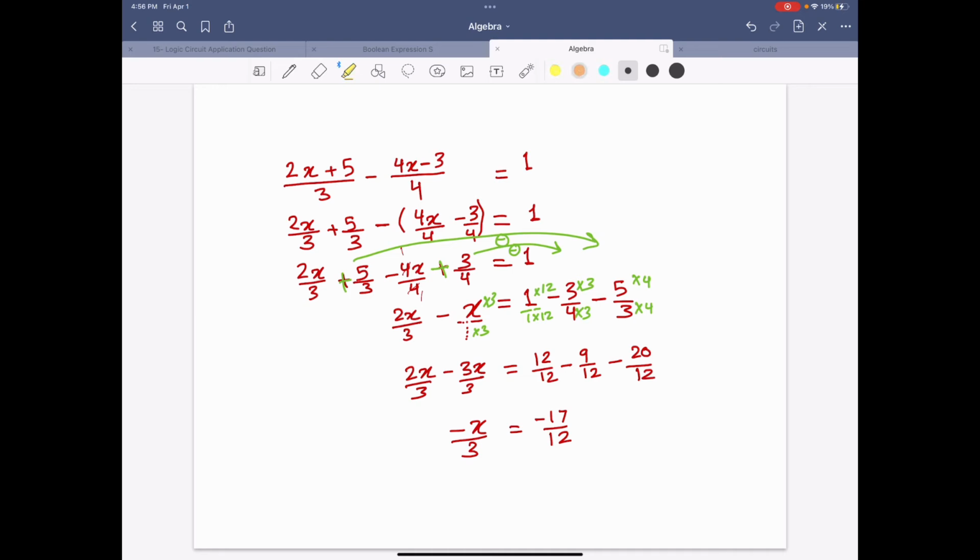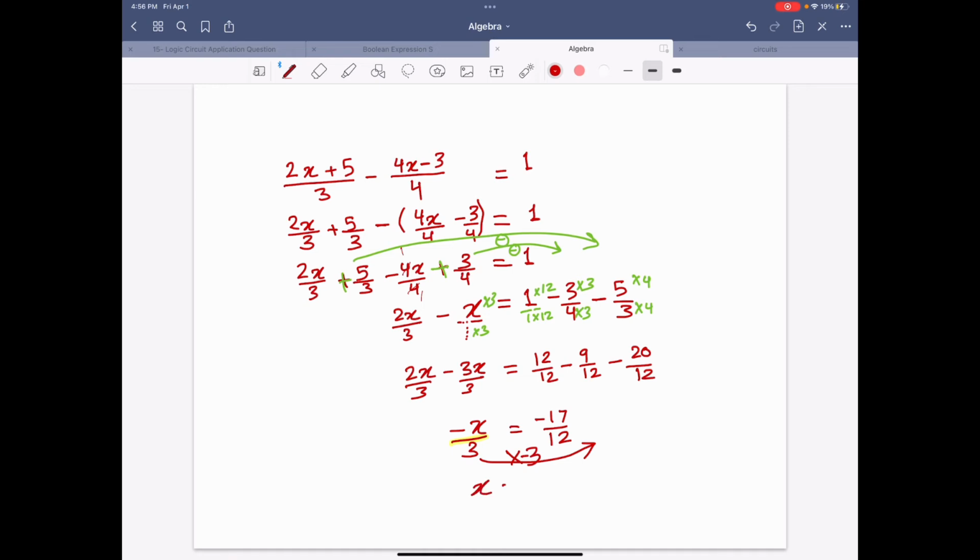In order to isolate x, we need to get rid of the negative that's beside it and the 3, so we need to multiply it. So you times it by negative 3 because we want to get rid of this negative, by multiplying by negative, and then this one, times it by 3 on the other side as well.